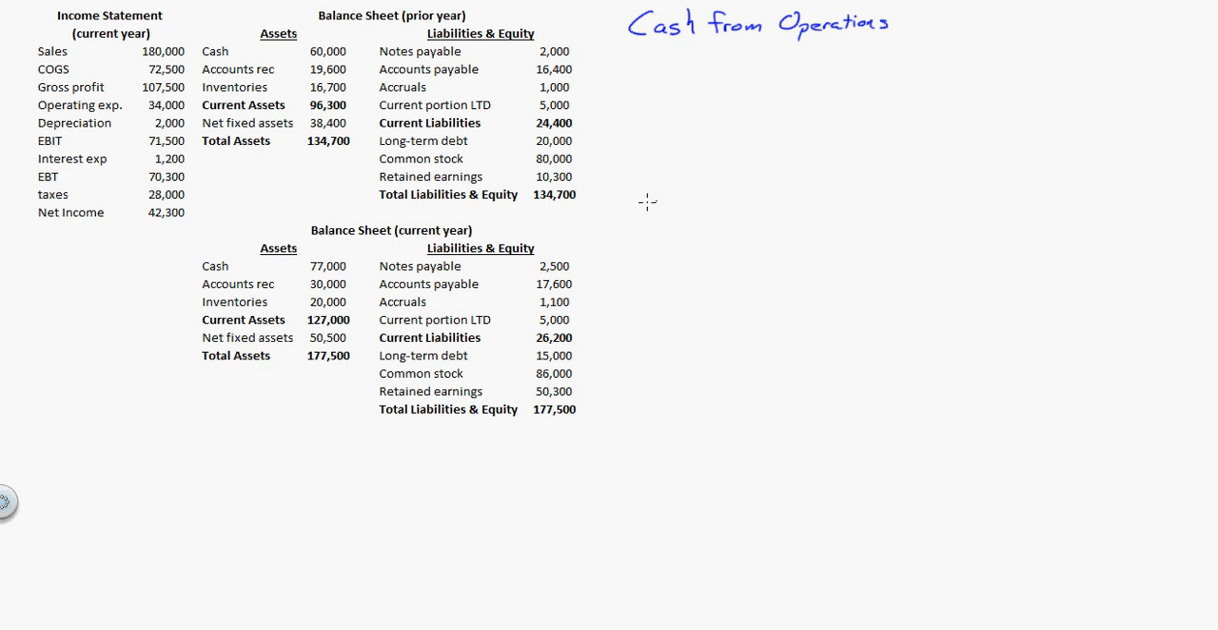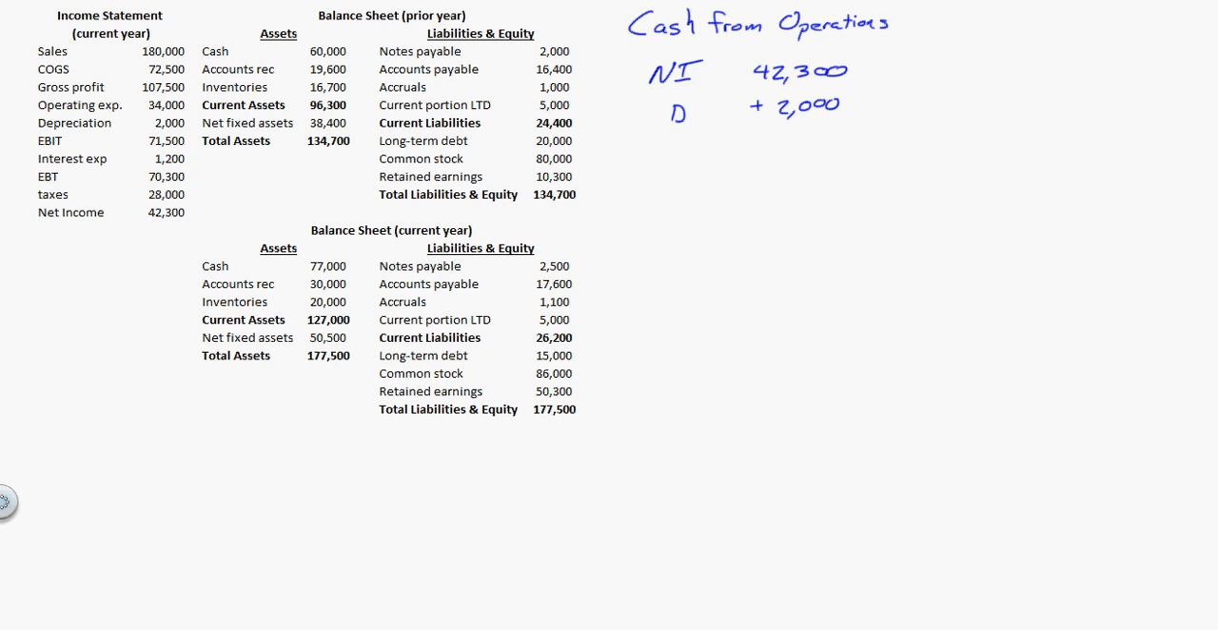So what I need to do is look at the current balance sheet and last year's balance sheet and the current income statement. I'm going to start here with net income. Net income is $42,300. Okay, but that's not a cash flow. That's an important thing to get. This is not actual cash that came to you. The reason is there's depreciation in here, or one of the reasons. That depreciation I'm going to add back. That's always a positive number, $2,000, because that wasn't actually a cash flow.